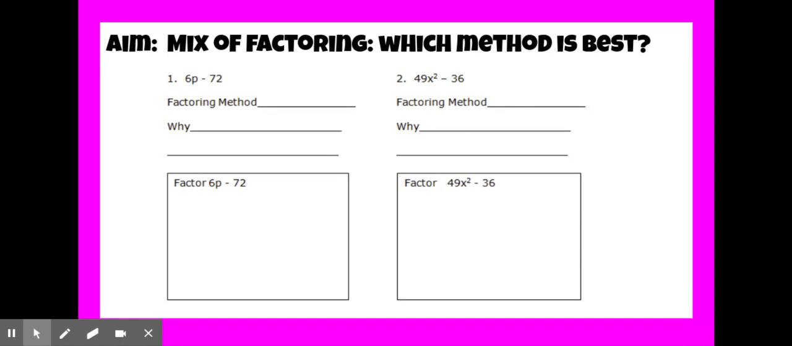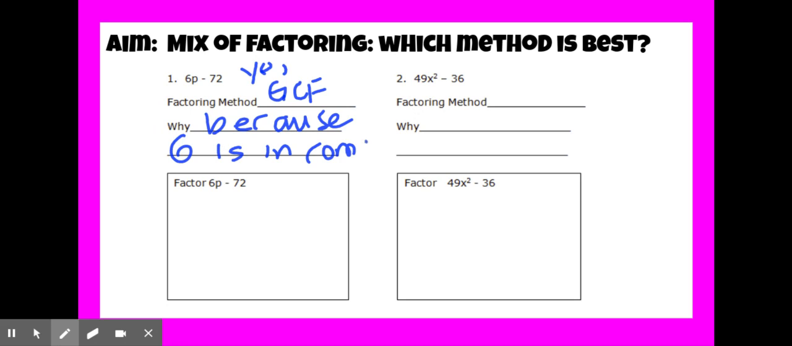Every time we attack a factoring problem, your first question should be, is there a GCF? So that should be what you're asking yourself. Is there a greatest common factor between 6 and 72? And the answer is yes. So I know I'm going to be using GCF here. Now, why are we using that? Because 6 is in common between both. So that's what we're going to write.